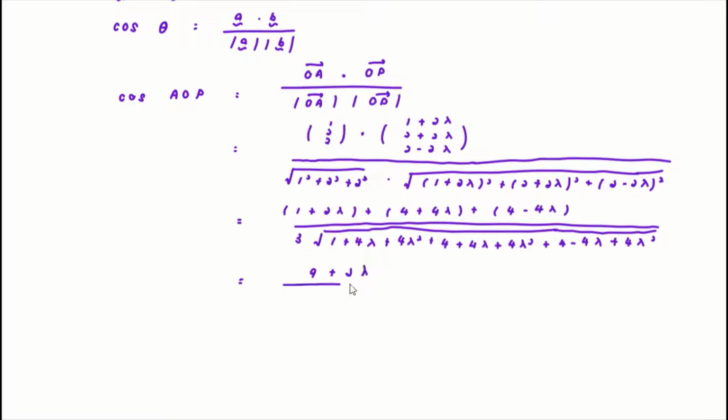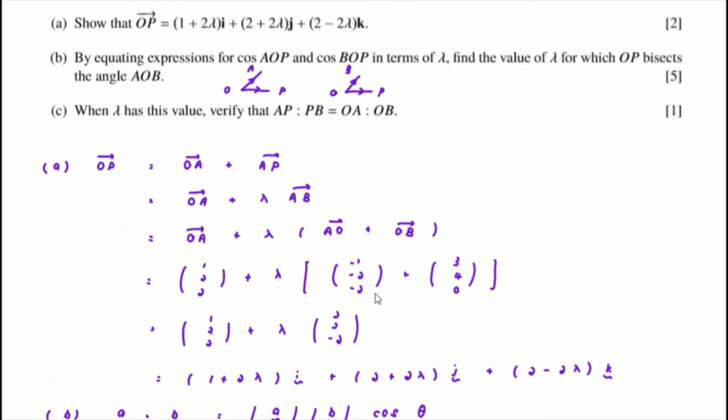Then over 3. For this part, you have 1, 4 plus 4, so that's 9. Then 4 lambda plus 4 lambda is 8, 8 minus 4, so you get 4. The last one, 4 lambda squared plus 4 lambda squared plus 4 lambda squared, so that's 12 lambda squared. So you got the first one, then we need to repeat the whole thing for the other angle, that's cos BOP.